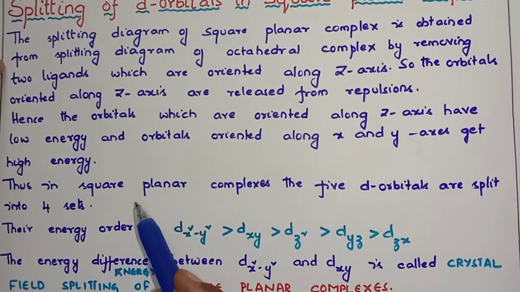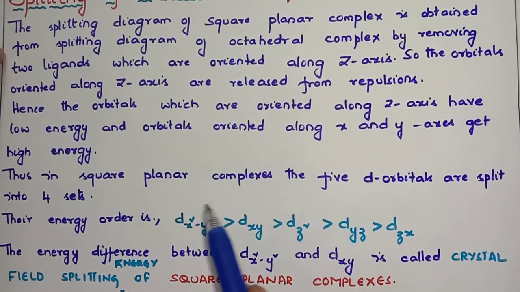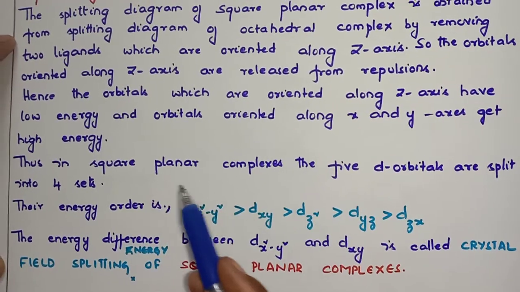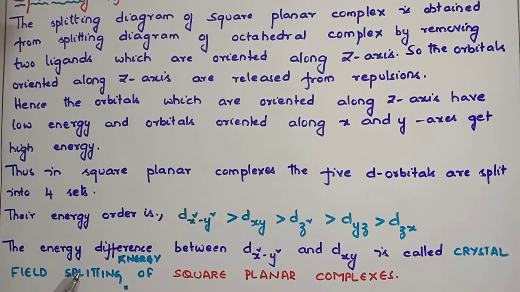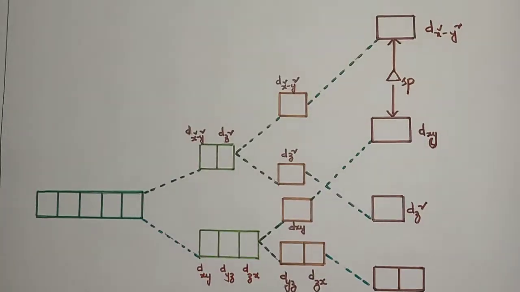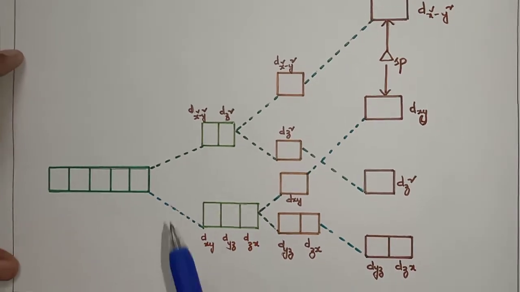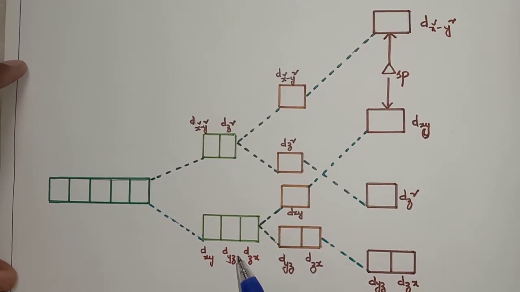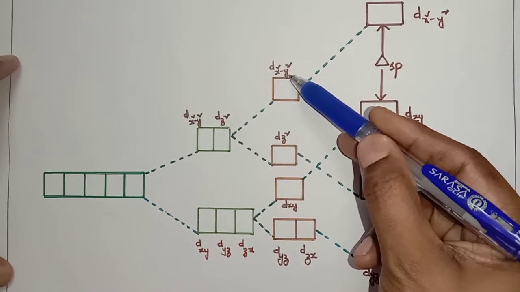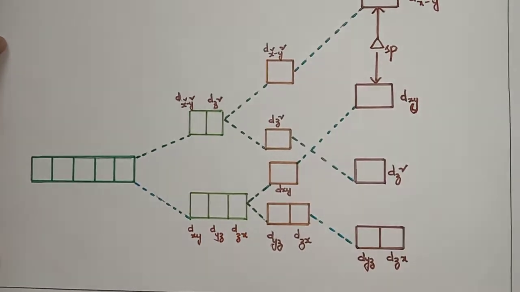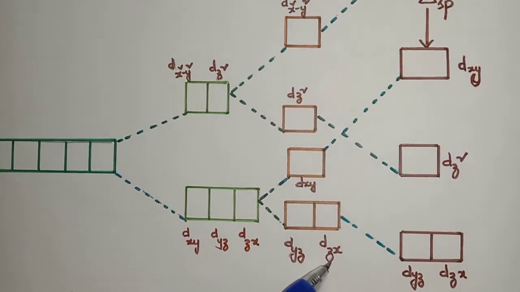Okay, so thus in square planar complexes, the 5 d orbitals are split into 4 sets. So what are those 4 sets? So look here, this is the splitting diagram of square planar complexes. These are Eg orbitals, T2g orbitals. So Eg orbitals will be split into dx square minus y square and dz square, and T2g orbitals will be split into 2 types, dxy and dyz and dzx.